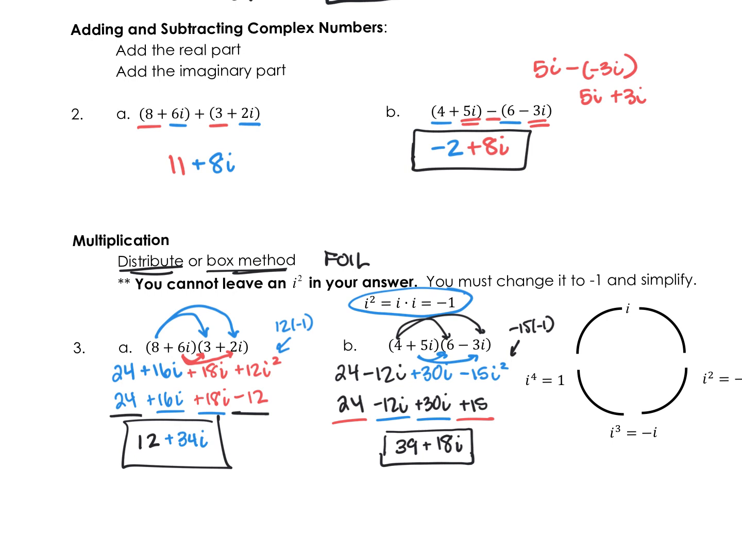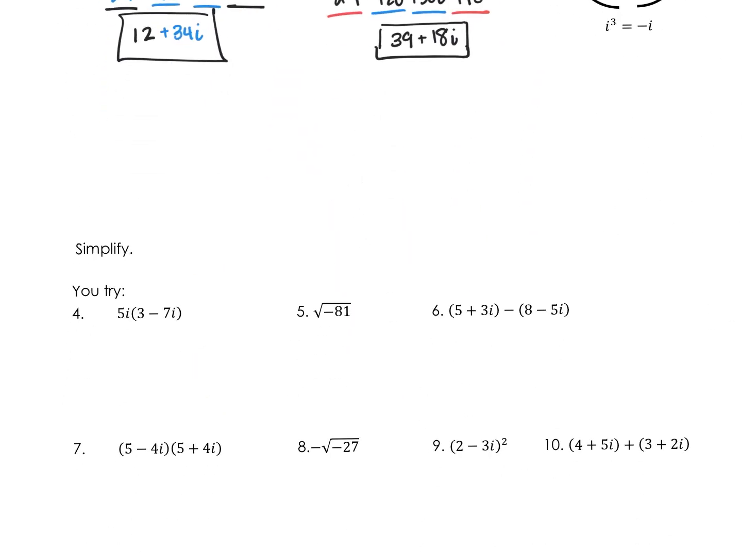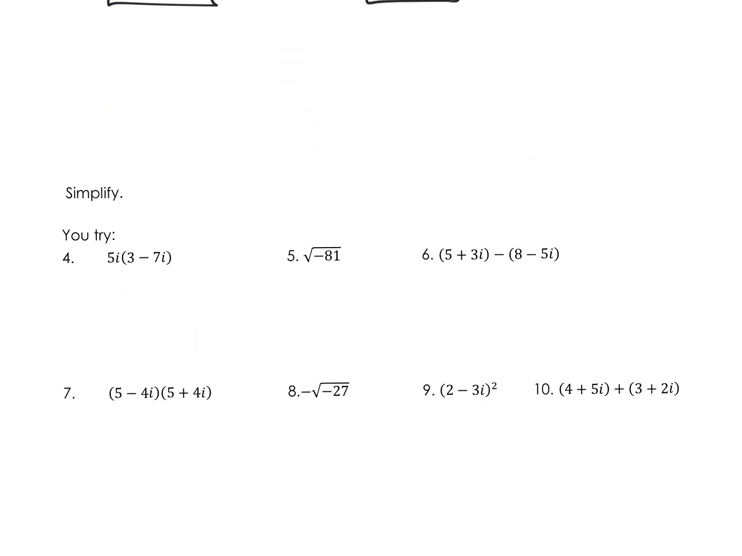All right, on the back page, there are a few problems at the top where it says "you try," and I want you to try these on your own now. This is it. That's all we're doing. We're simplifying radicals that turn into imaginary numbers. We're adding and subtracting, and we're multiplying. But just a heads up, there are a couple that look a little different. Number 4 looks a little different than one of the problems that we did.